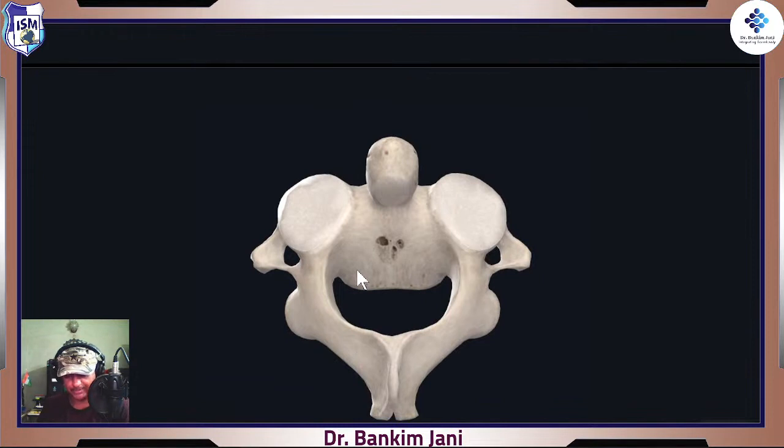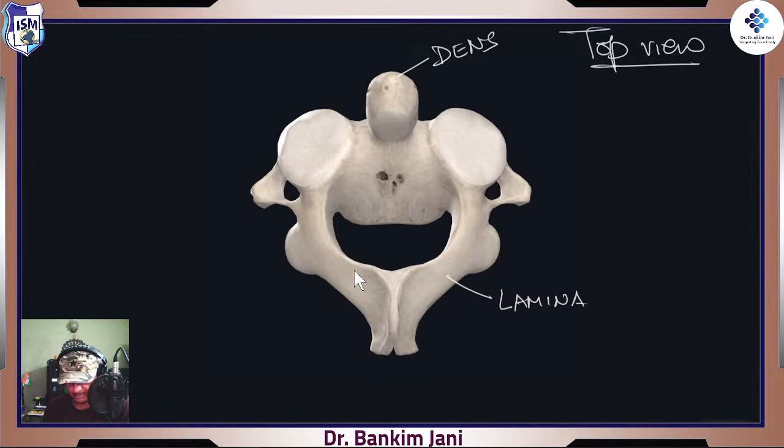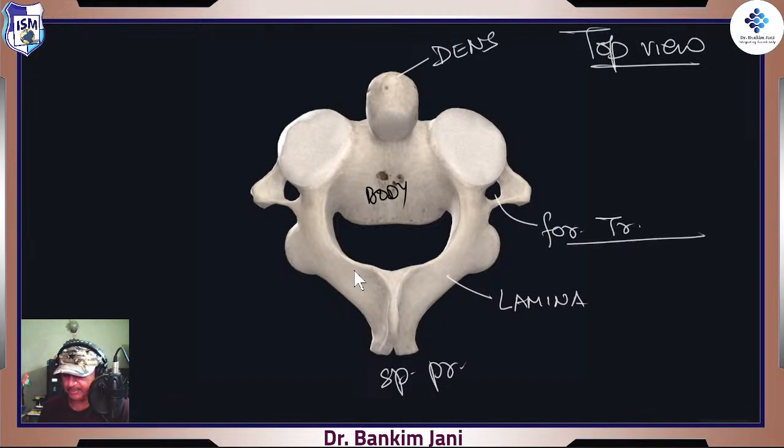This is good, right? This is the top view. And this top view is giving superb clarity. So this is no wonder. This is dens, right? And now we know this is lamina, correct? That's the spinous process. So no problems. And this portion is the body, right? And foramen transversarium, right? Just a quick revision. Foramen transversarium, vertebral artery, vertebral vein, and inferior cervical ganglion, right? That is what it gives passage to.